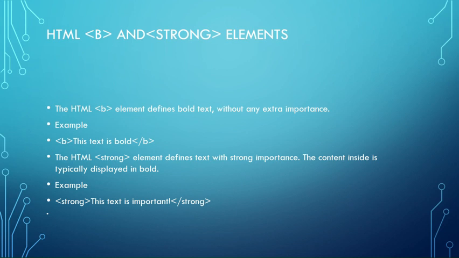But the HTML strong element defines text with strong importance, meaning it has very much importance in the text. The content inside is typically displayed in bold. So it is displayed in bold, and we don't have to add the bold tag in it. So strong and bold majorly appear the same, but we'll try it in our Visual Studio Code. Do you want to try now? So let us get started and try these two tags in our Visual Studio Code.